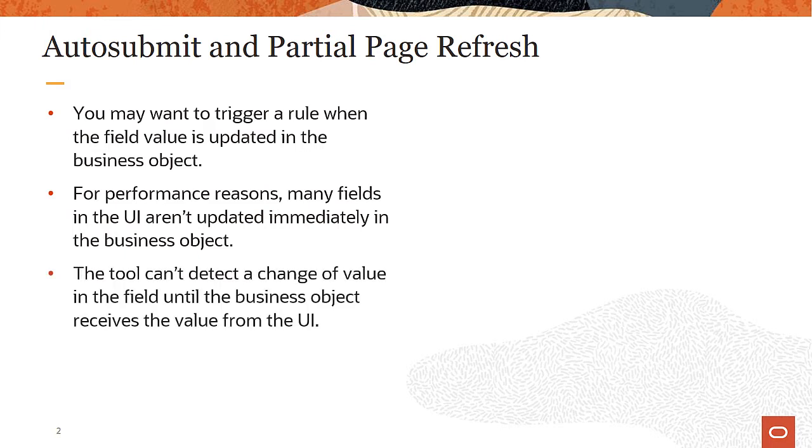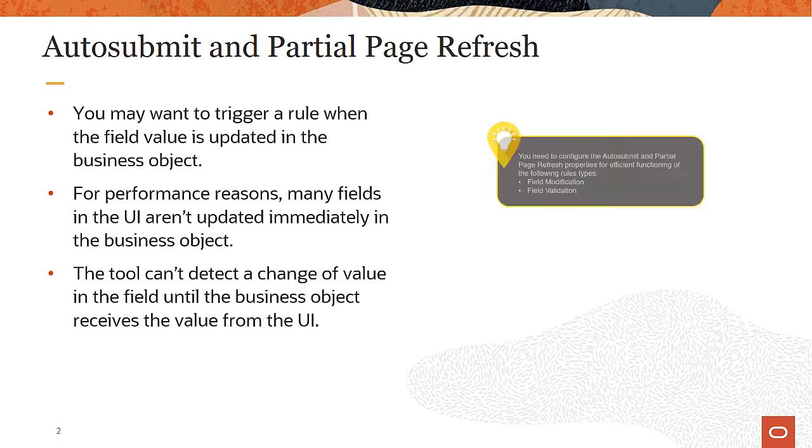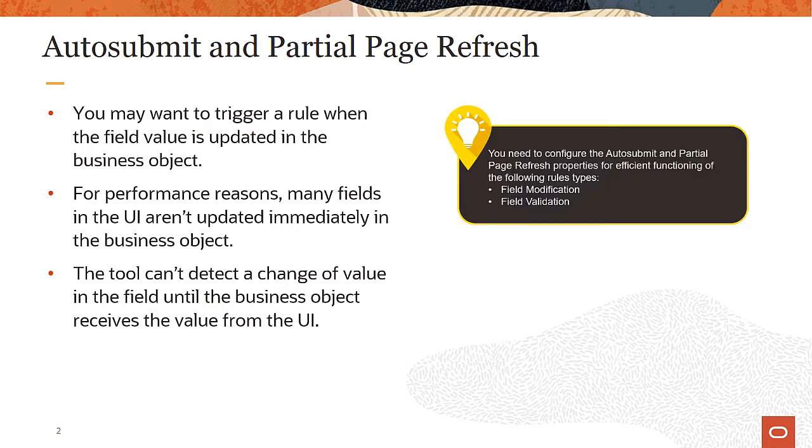Since autocomplete rules work on the data model layer, the tool can't detect a change of value in the field until the business object receives the value from the UI. Because of this, you need to configure the auto-submit and partial page refresh properties for efficient functioning of the field modification and field validation rule types.